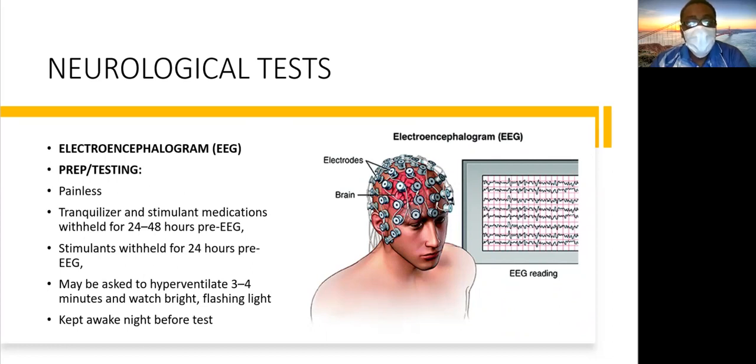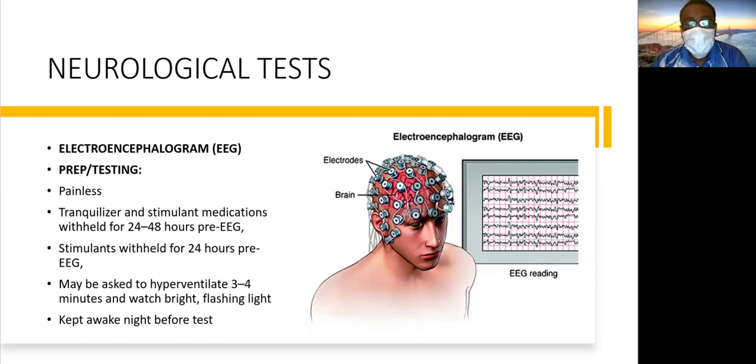for 24 hours pre-EEG. Tell the client that he may be asked to hyperventilate for 3 to 4 minutes. He may be told to watch some bright flashing lights. This is normal and it's part of the procedure, so you should expect that. Again, meals are not withheld for this test, and the patient is usually kept awake the night before the test.